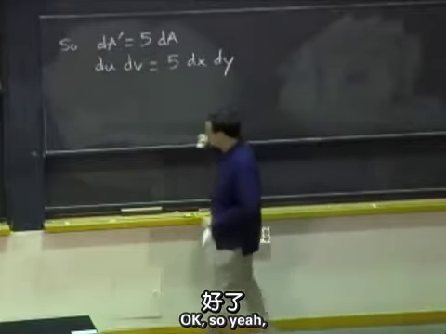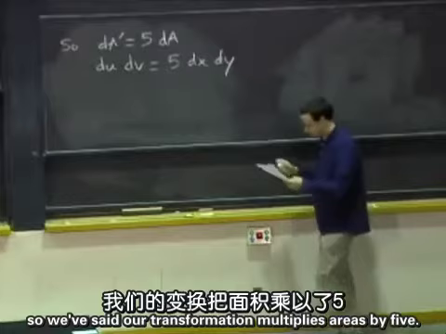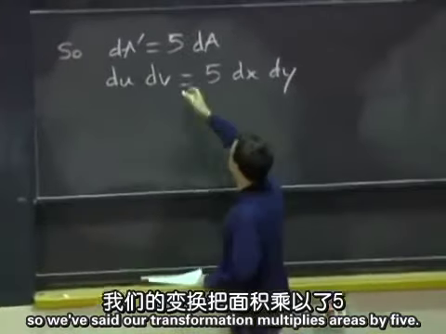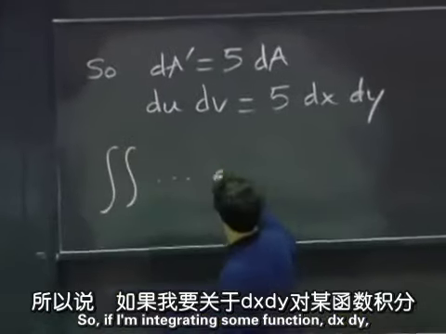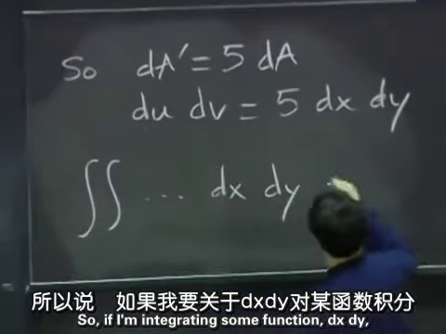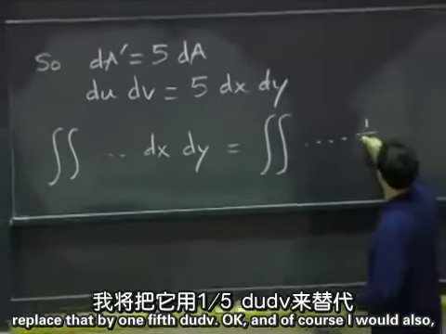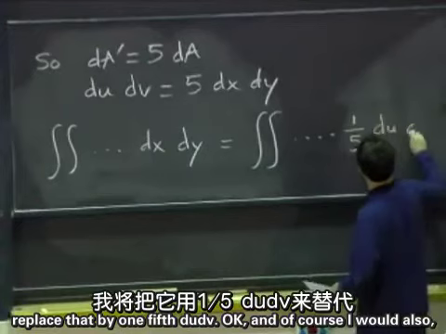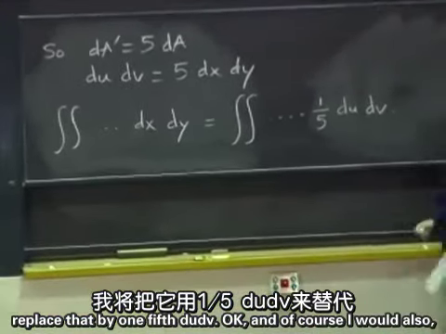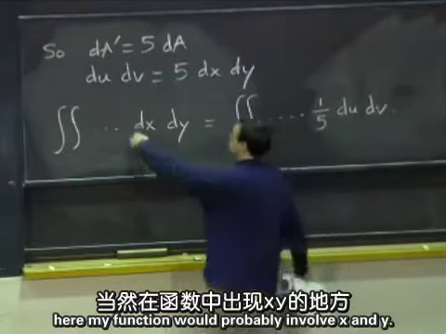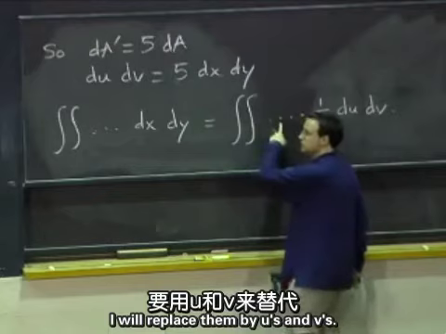So, yeah, so we've said our transformation multiplies areas by 5. And so du dv is 5 times dx dy. So if I'm integrating some function dx dy, then when I switch to UV coordinates, I will have to replace that by 1/5 du dv. Okay? And of course, here my function would probably involve x and y. I will replace them by u's and v's.